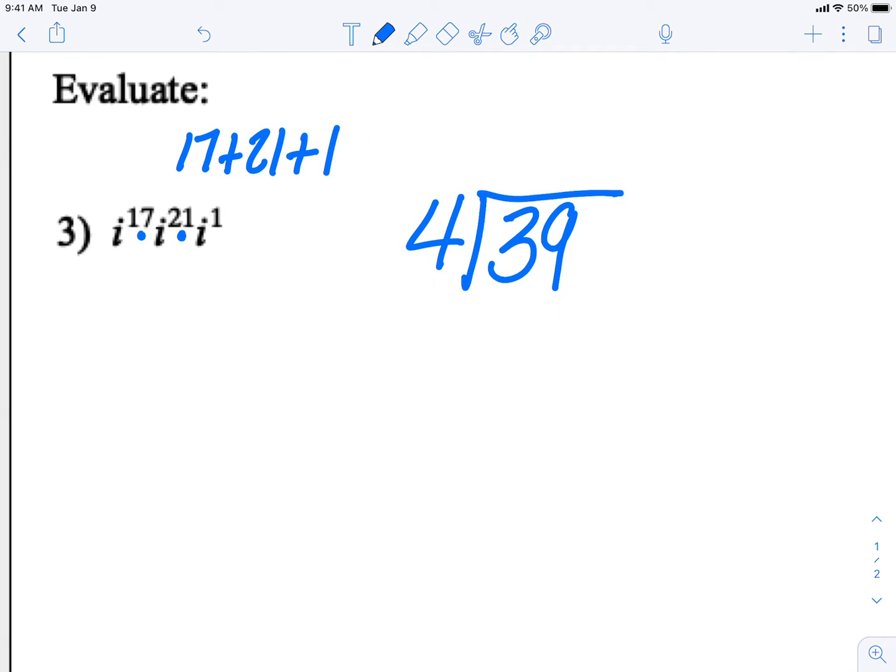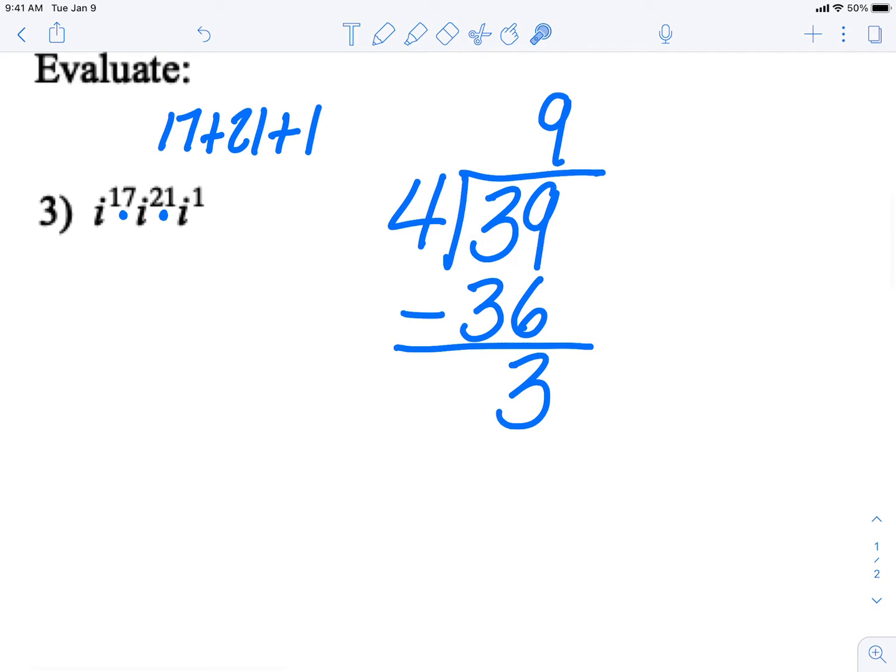Right? Can 4 go into 3? No. Too big. Can 4 go into 39? Well, yeah. How many times without going over? Right? You get 9. 9 times 4 is 36. 39 minus 36 is 3. And there are no more numbers to divide, so this is where I stop. Right? This is my remainder.